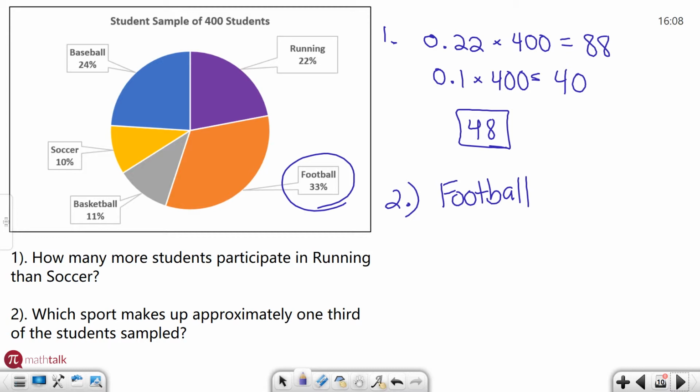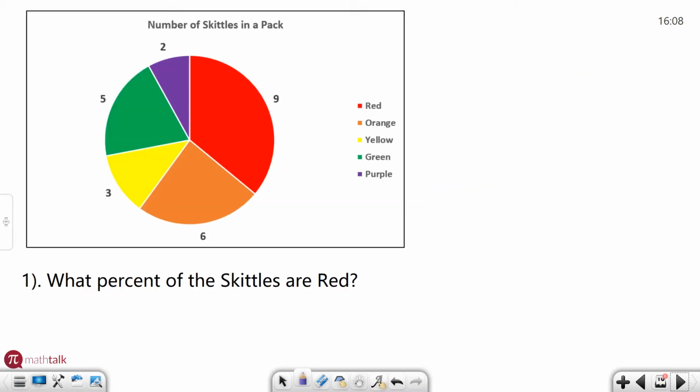Let's look at another example of a chart or pie graph. This one is a little bit different. They give you numbers. This one happens to be the number of Skittles in a pack. And there's different colors, as you can see by the legend. And they ask you one question. So they ask you what percent of the Skittles are red. So this time, instead of going from percentages to numbers, we need to go from numbers to percents.